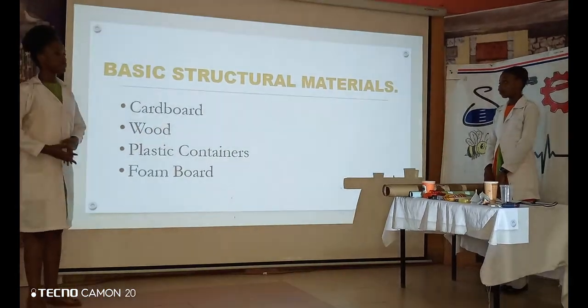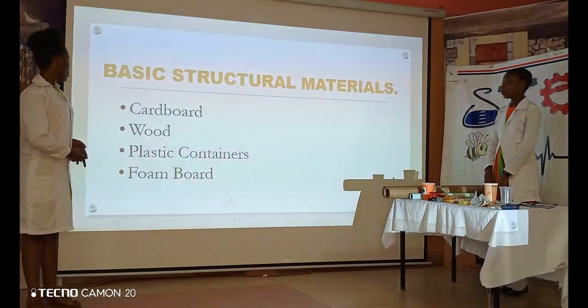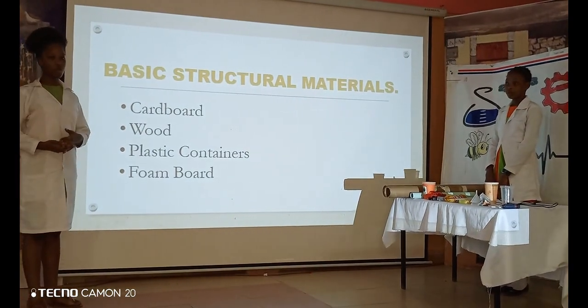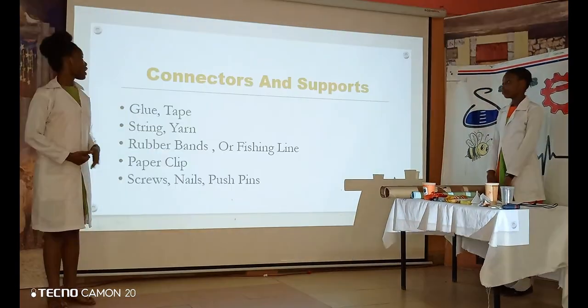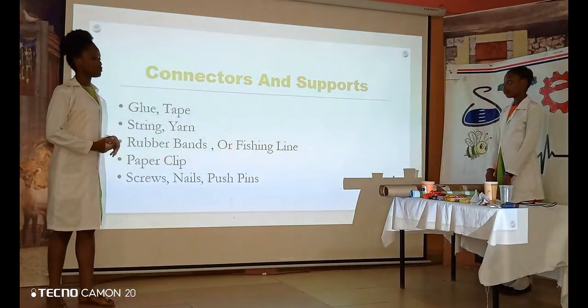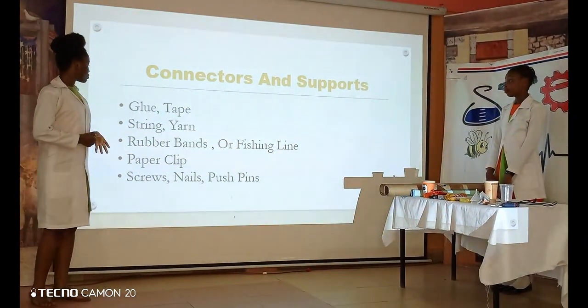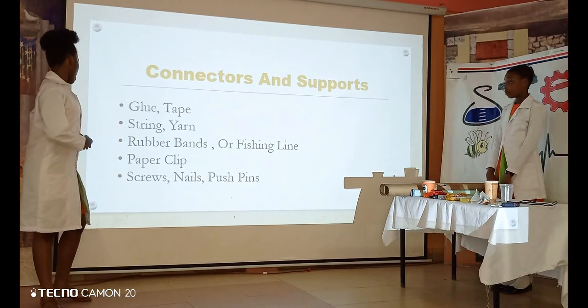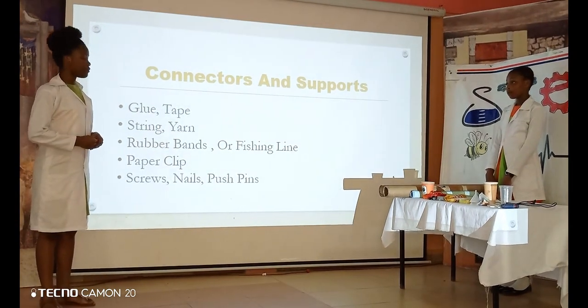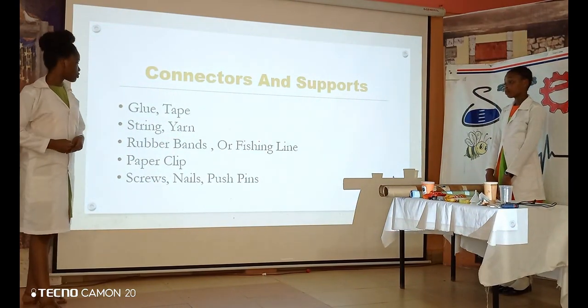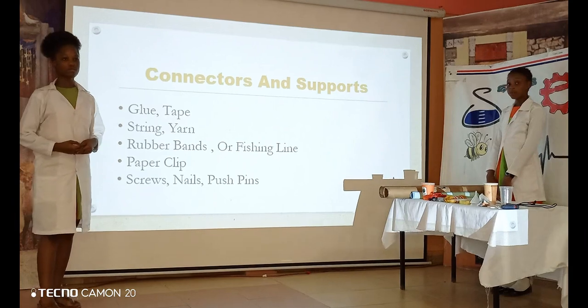The first part is the basic structural materials, which are cardboard, wood, plastic containers, and foam board. The second part is connectors and supports: 1. Glue and tape. 2. Strings and yarn. 3. Rubber bands or fishing lines. 4. Paper clips. 5. Screws, nails, or push pins.